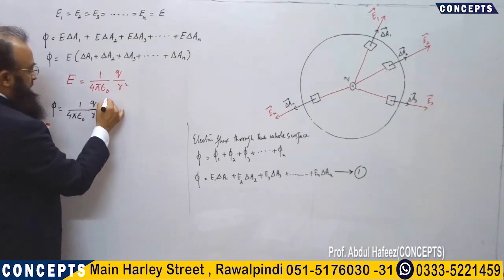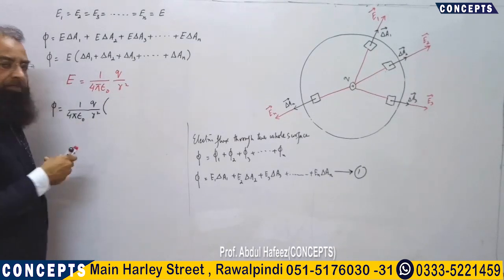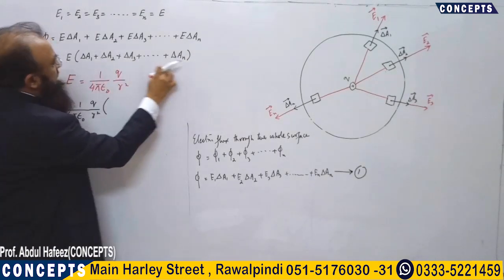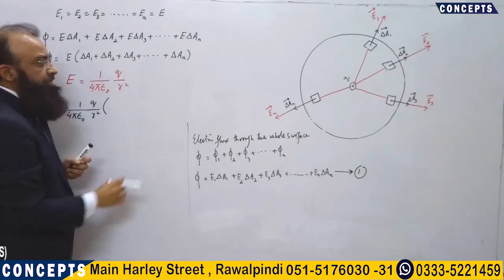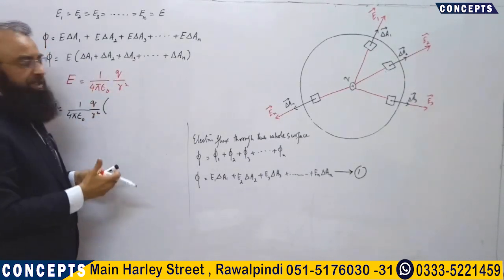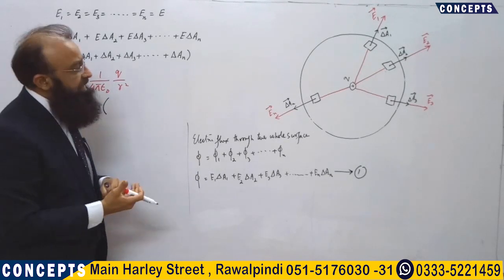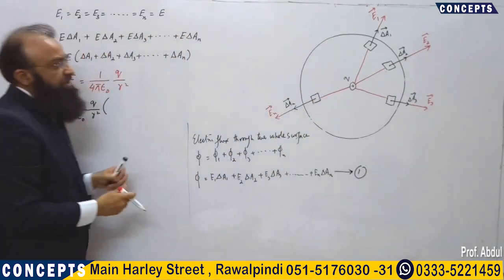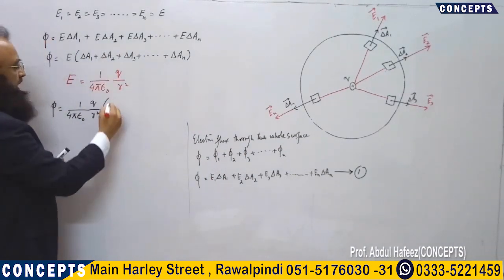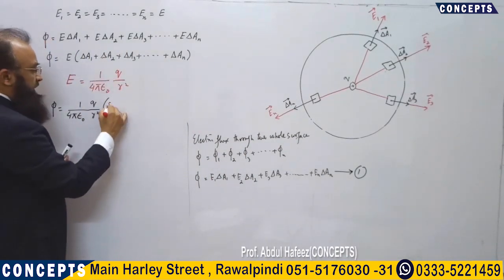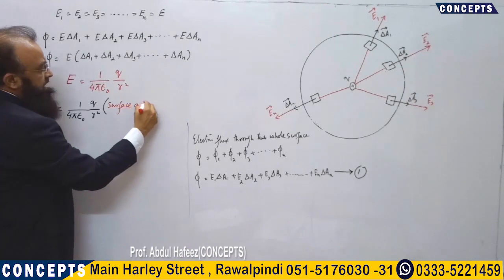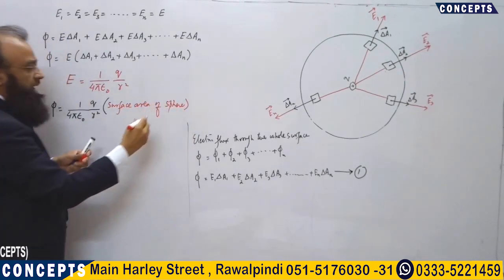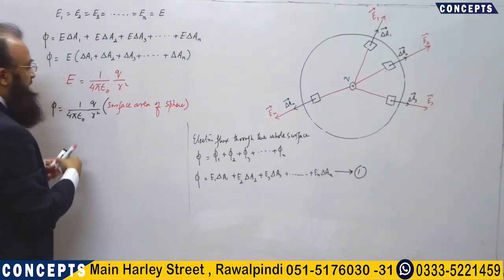Then within the bracket. So students, can you tell me what is there within the bracket? What is this? Delta A1 plus delta A2 plus delta A3 so on up to delta AN. This is in fact the whole surface area of this sphere. So I write this as surface area of the sphere, which is our closed surface in this case.